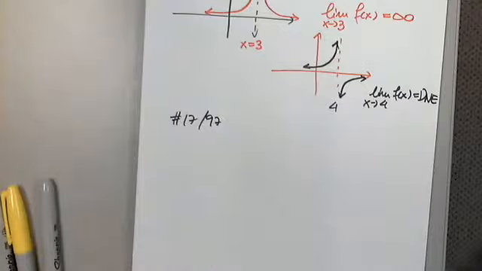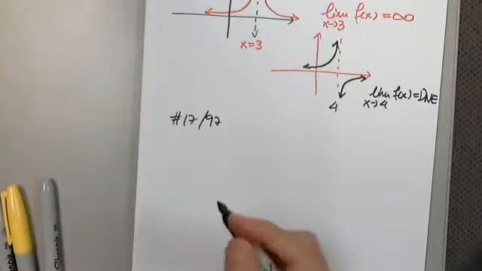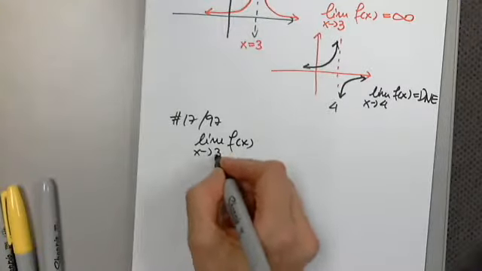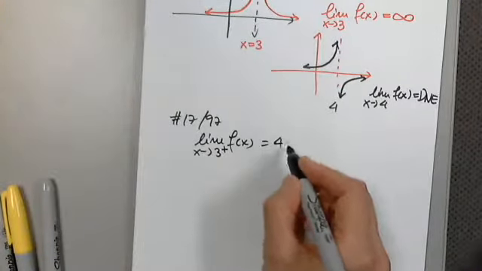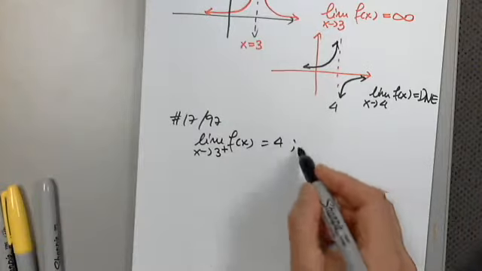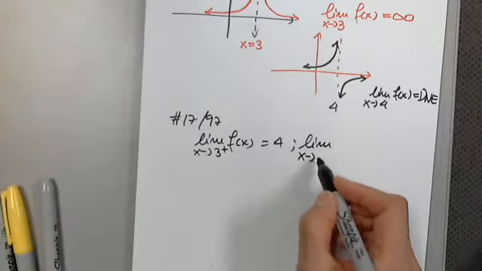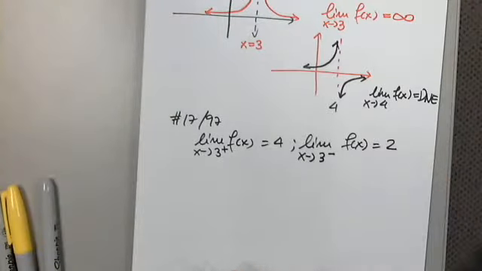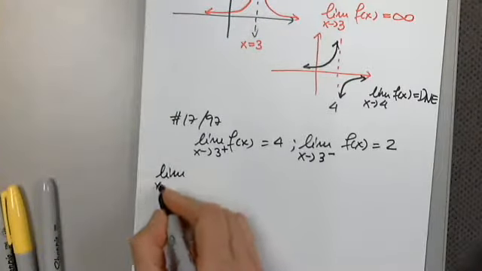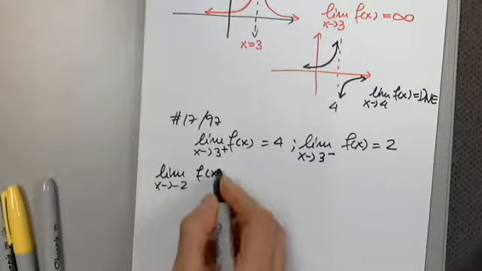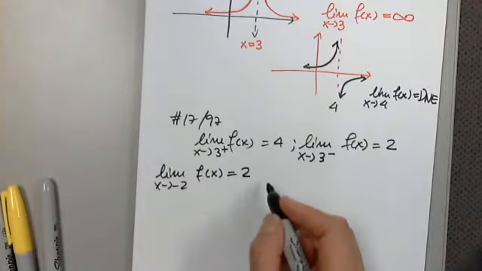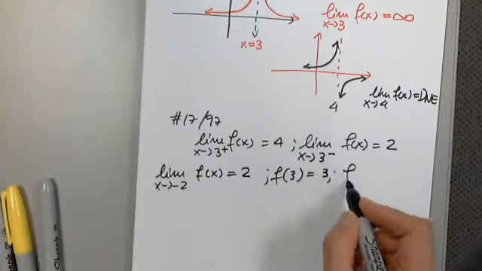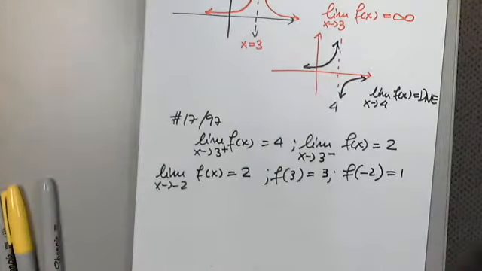So let's see the given conditions. We have the limit of f of x as x approaches 3 from the right. They're giving us 4. We have the limit as x approaches 3 from the left of f of x, and they say 2. We have the limit as x approaches negative 2 of f of x, and they say it's 2. We also have f of 3, they say it's 3. And we have f of negative 2, and they say it's 1.